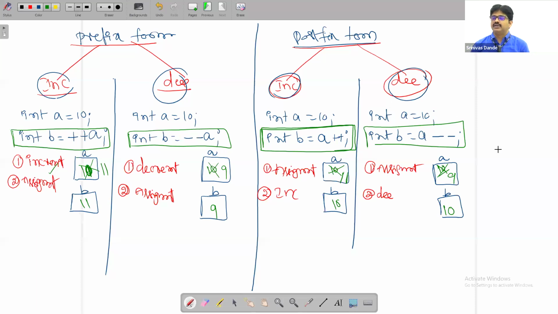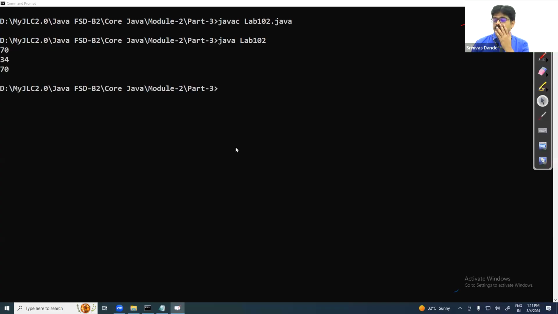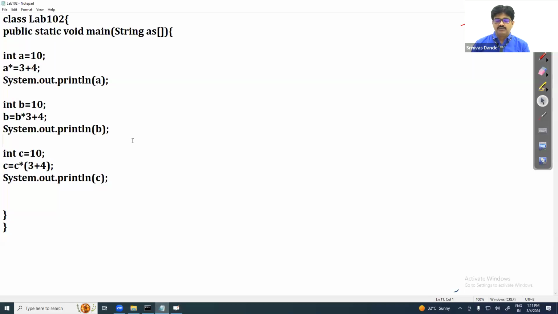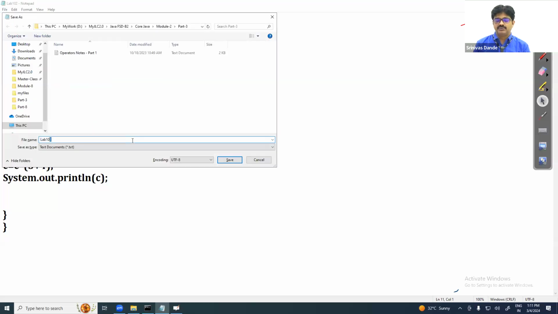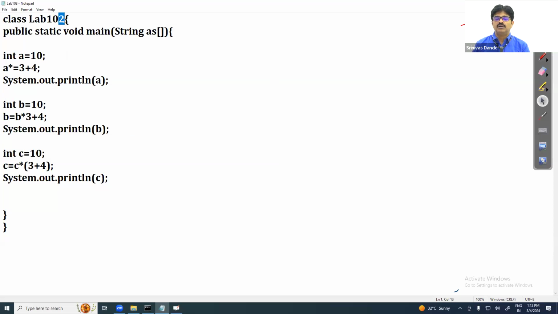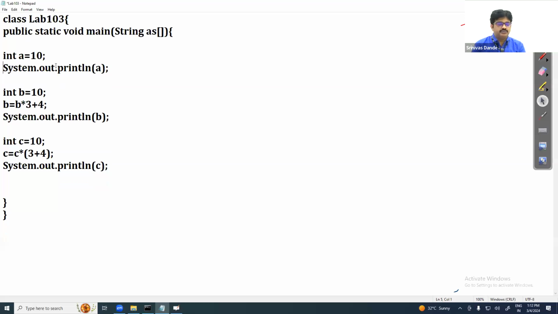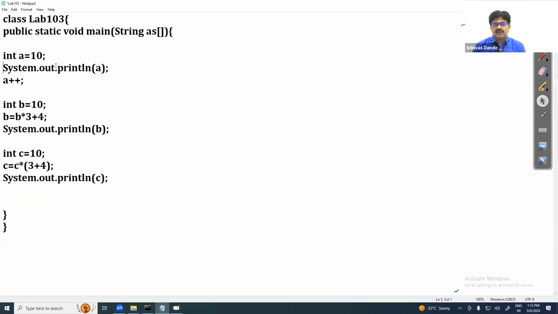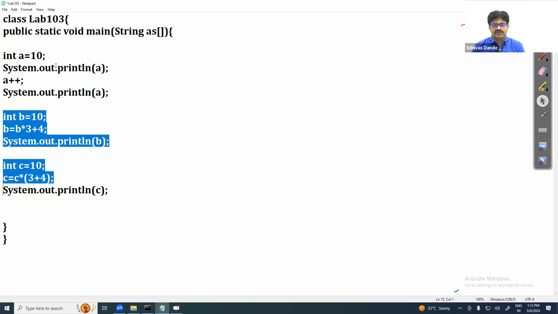All right. Come back to the labs now. 102 completed, right? Back to the labs. 103, labs on increment, decrement. 103.java. Okay. First, int A equals 10. Printing the A value, A++. I'm not doing any assignment, nothing, guys. Just printing the A value. What happens now?